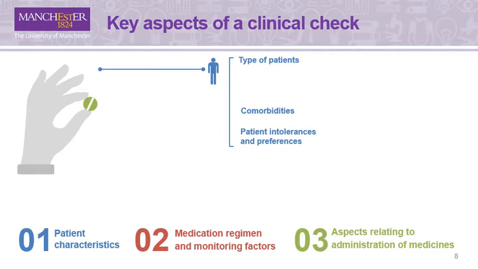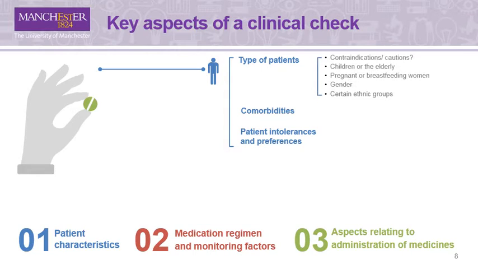These can be things such as the type of patient you're performing the clinical check for, as you will need to establish that the patient does not fall into a group where the treatment is contraindicated or cautioned. Be aware of specific vulnerable groups of patients, such as children, elderly, and pregnant or breastfeeding women. Gender can be important in some cases, as there might be medicines that are not suitable for a particular gender.